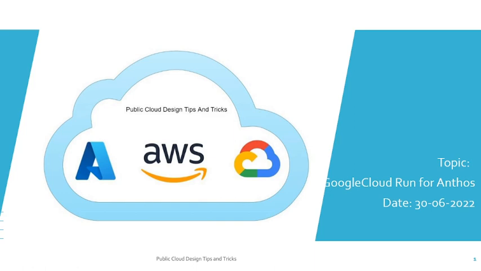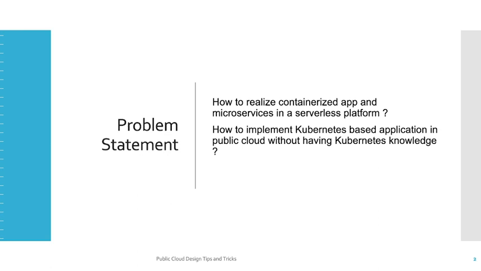Today, we are going to discuss Google Cloud Run for Anthos. So the problem statement is how to realize containerized apps and microservices in a serverless platform, or how to implement Kubernetes-based applications in public cloud without having the Kubernetes knowledge. This is the most challenging problem statement because most enterprises are really struggling to find Kubernetes-knowledgeable resources for their organization.